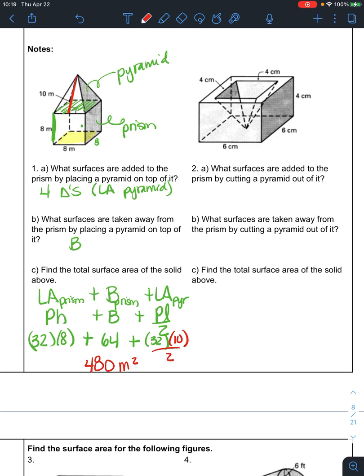Okay, so that's if you put one on top. We've added one on top. Now, in number two, we're taking it away. We're cutting a hole. So we started with a solid prism, right?